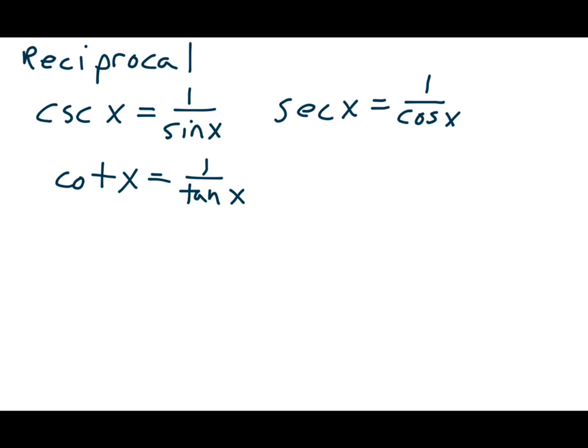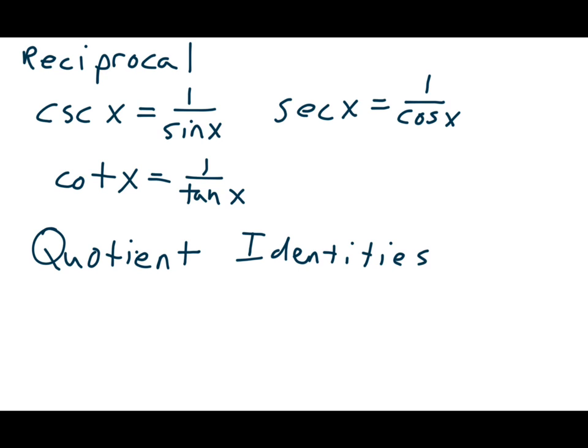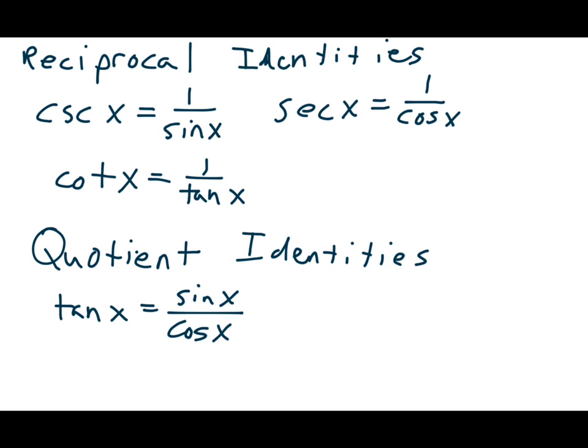Okay? Our next group I talked about was the quotient identities. We showed that tangent of x is equal to sine of x over cosine of x. And then we showed that cotangent of x is equal to cosine of x over sine of x.